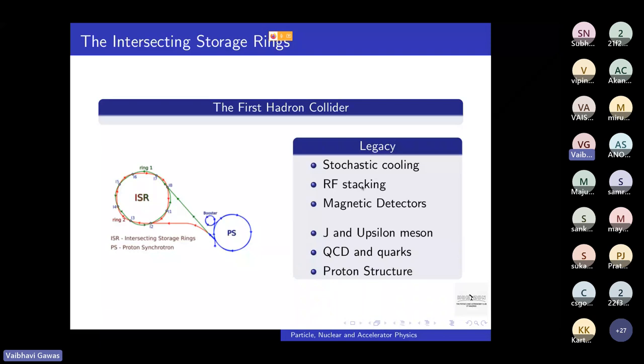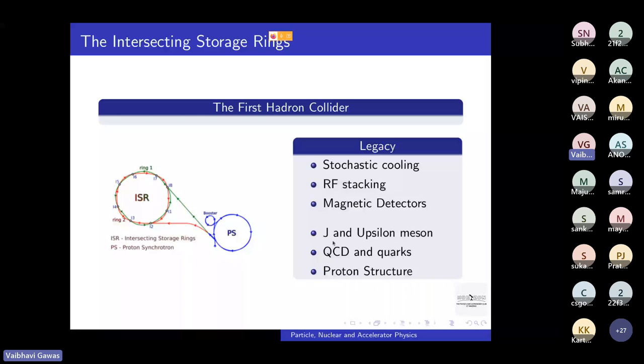There is RF stacking, radio frequency stacking, where you not just need one single beam, you need a bunch of protons together so that your collision has a very high probability of one proton hitting another proton. So you stack protons together using this RF stacking method. And another idea was the usage of magnetic detectors, because without magnetic detectors, you cannot really trace the tracks of these particles. So these three main things are the legacy of ISR and are still being used in almost all accelerators. And apart from that, the results from ISR included that it discovered the J/psi and upsilon mesons for the first time.